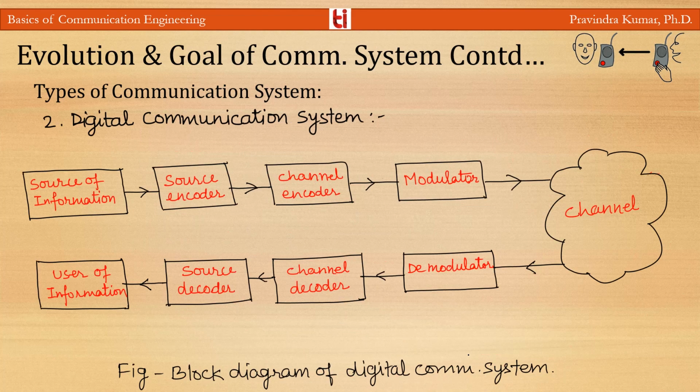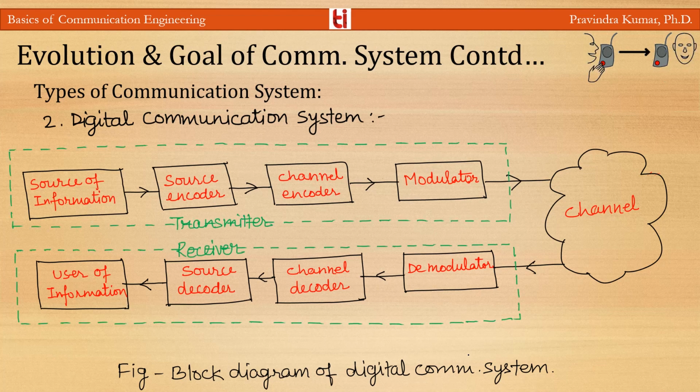And this is the block diagram of the digital communication system. The fundamental blocks of the transmitter and receiver are source encoder, source decoder, channel encoder, channel decoder, modulator, and demodulator. The source of information is assumed to be digital. If it is analog, then it must first be converted to digital. So first of all, here we will discuss the source encoder and decoder.